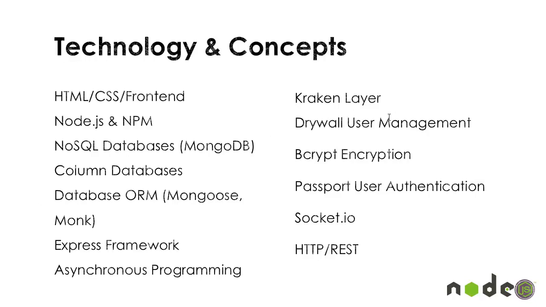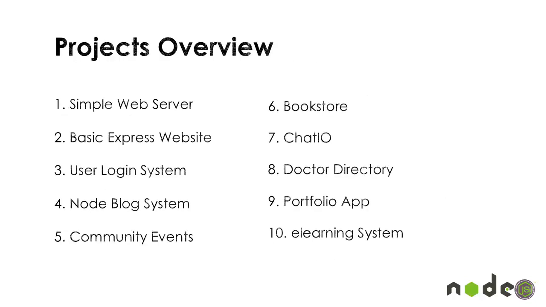Drywall, which is a user management system to take care of logins and registrations, uses bcrypt encryption for password encryption. We'll be using a module called Passport for user authentication. Socket.io, which is really interesting. We're going to get into WebSockets and things like that. And also HTTP requests and RESTful interfaces.